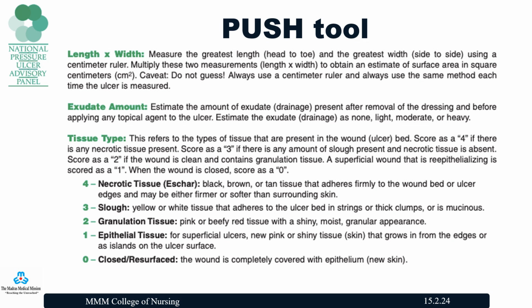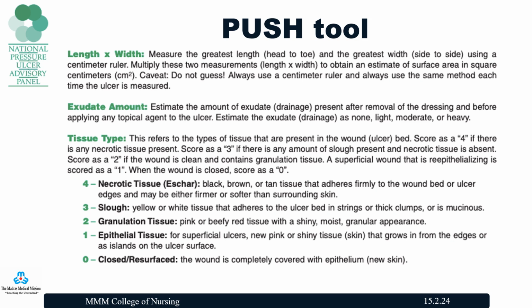Then the exudate amount. Estimate the amount of exudate, the drainage present after removal of the dressings and before applying any topical agent to the ulcer. Estimate the exudate as none, light, moderate or heavy. Then what type of tissue is present? This refers to the types of tissue present in the wound, whether it is necrotic tissue, slough, granulation tissue or epithelial tissue.